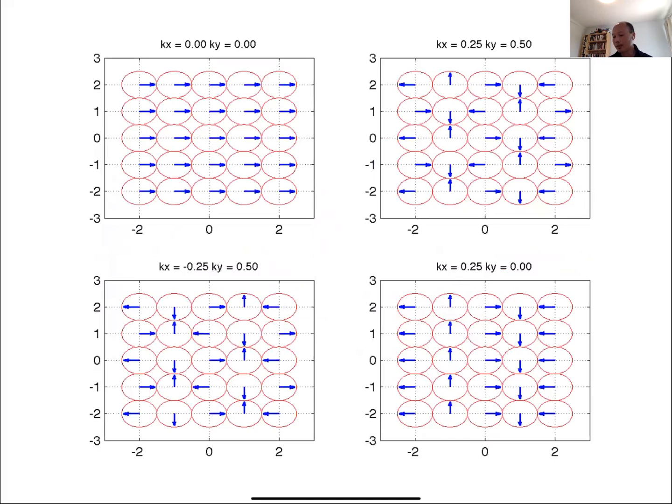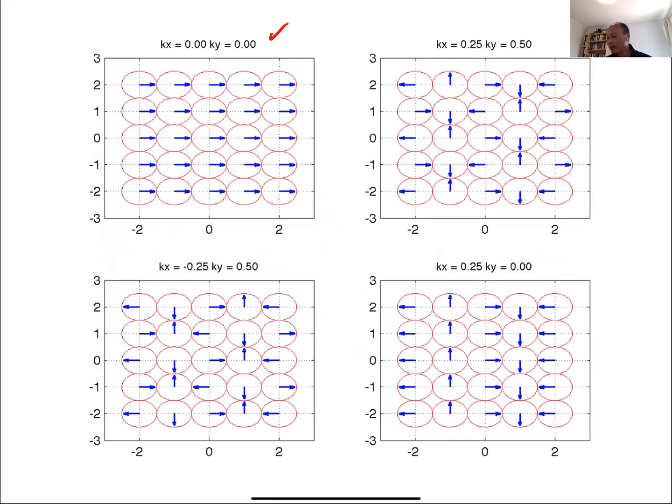So these are some examples. Here we have the center of k-space, kx equals 0, ky equals 0. They're all in the same direction, so that's good. Here we have kx equals 0.25, ky equals 0.5. So let's see if that makes sense.